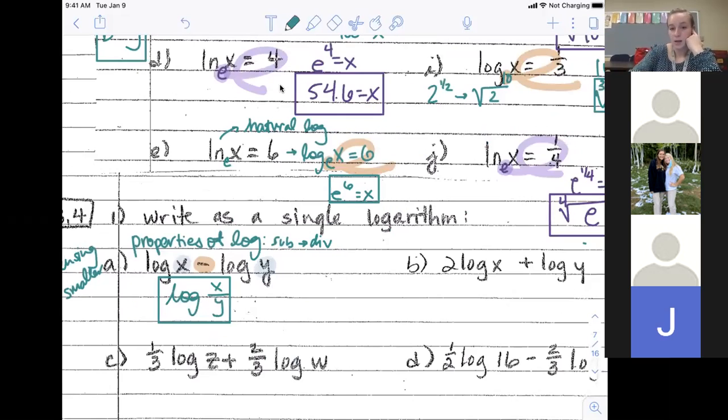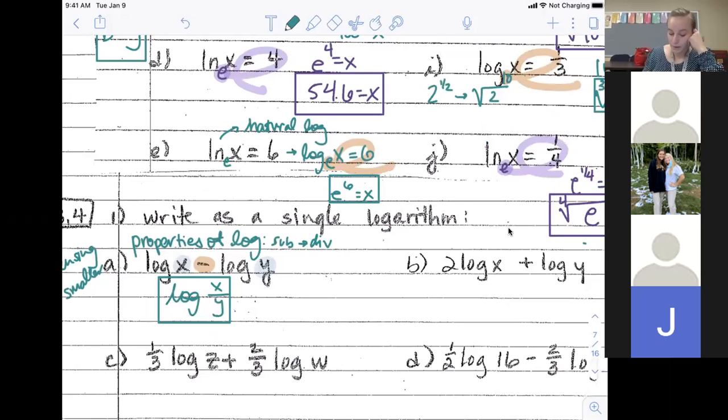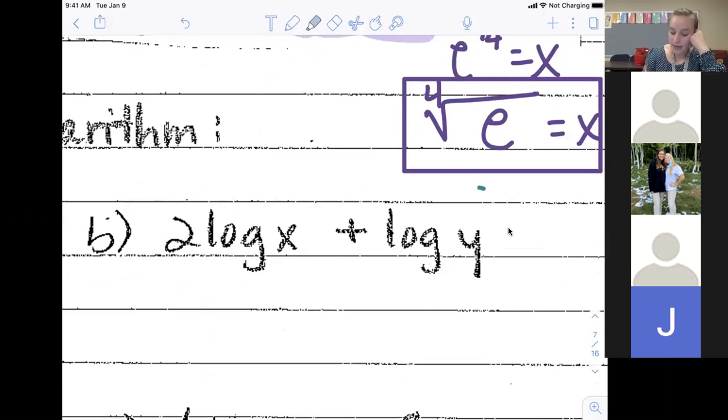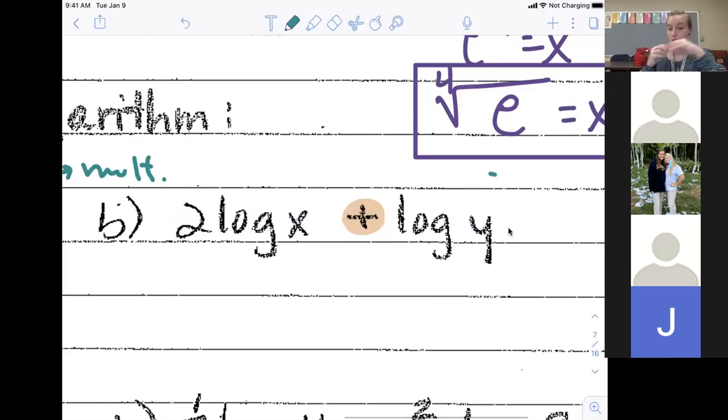The next one looks different because I've got a plus sign instead. When I have a plus, that means I condense it into one log by multiplying. Sorry, my head's a little confused right now. So subtraction goes to division, and addition goes to multiplication. Again, you can use words if symbols are not helpful. So if I have this addition sign, I'm going to combine them by multiplying.